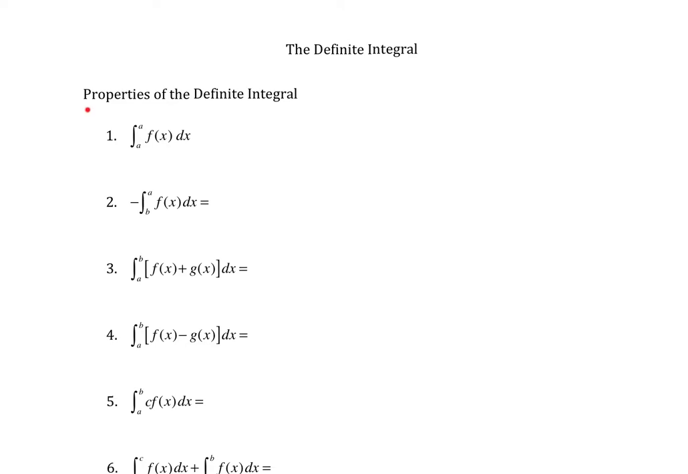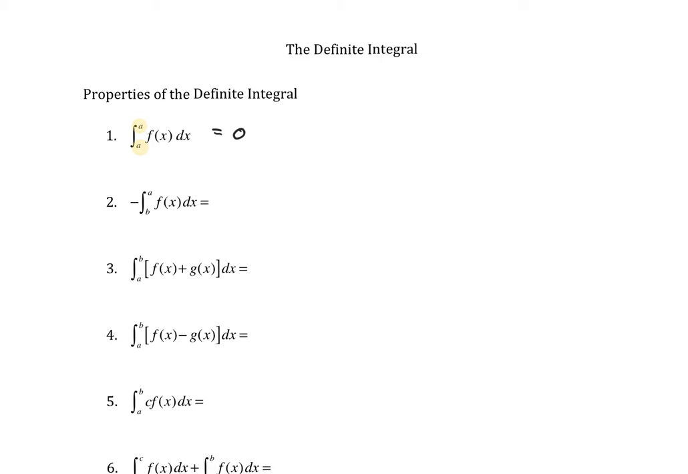Let's talk about the properties of the definite integral. If you look at this first property, I want to draw your attention to the fact that the lower limit of integration and the upper limit of integration are the same. So we're really looking at the area under a point. And there is no area under a point. So this is equal to 0.